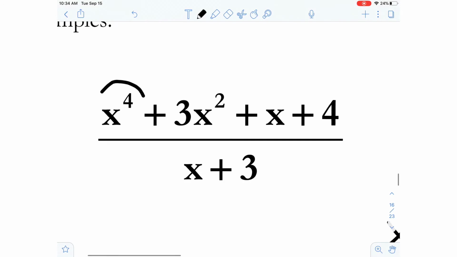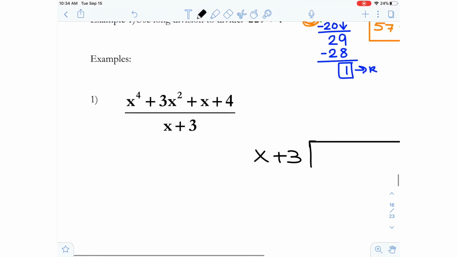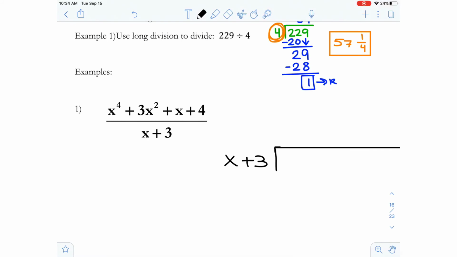What I mean by that is, see how this jumps from x to the 4th to x squared? It's missing the cubic term. That's not okay. I need to write in the cubic term when I write it in the division symbol. So it's gonna look like this.